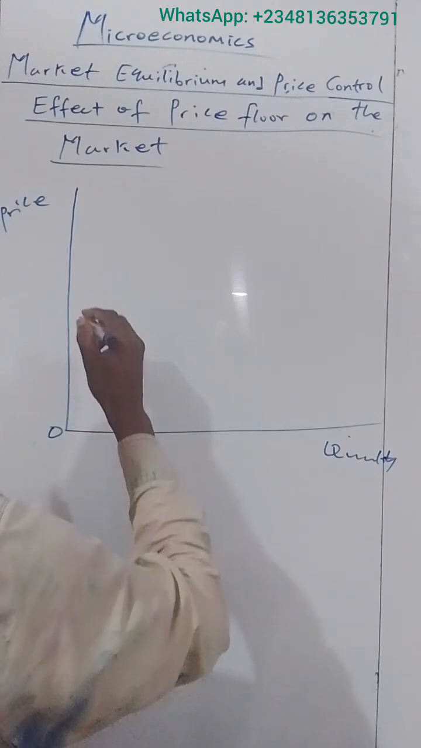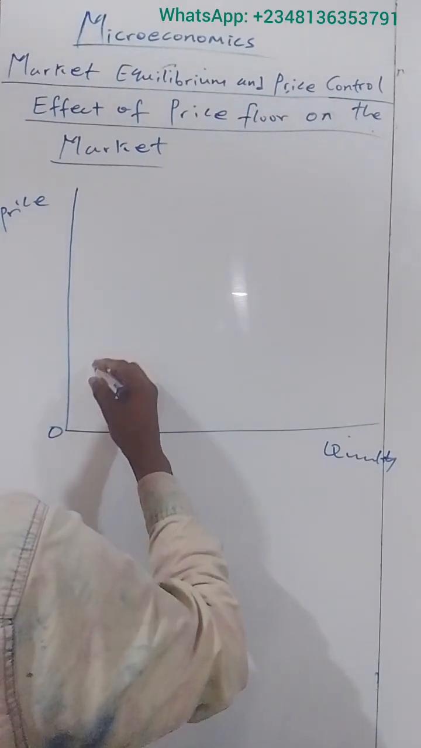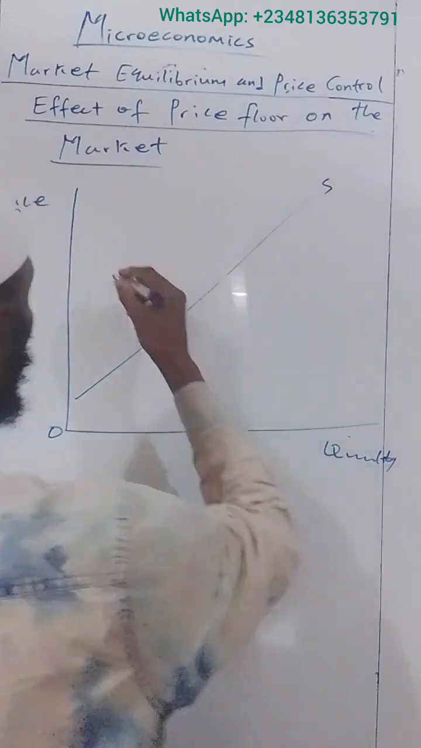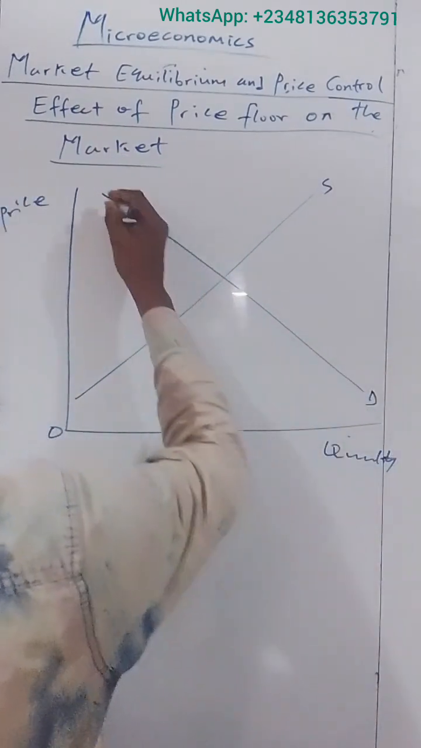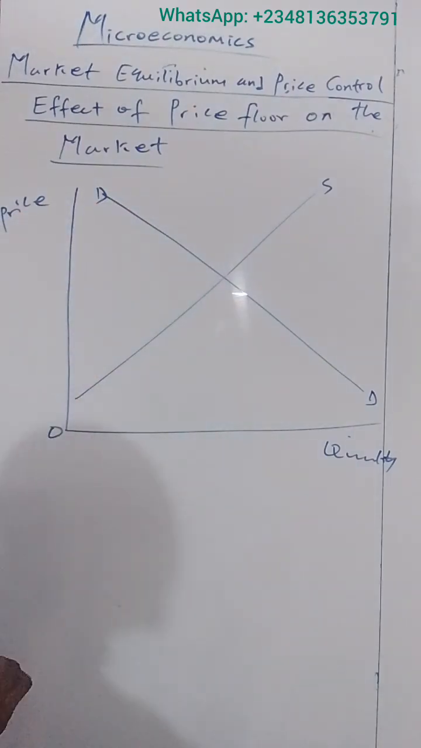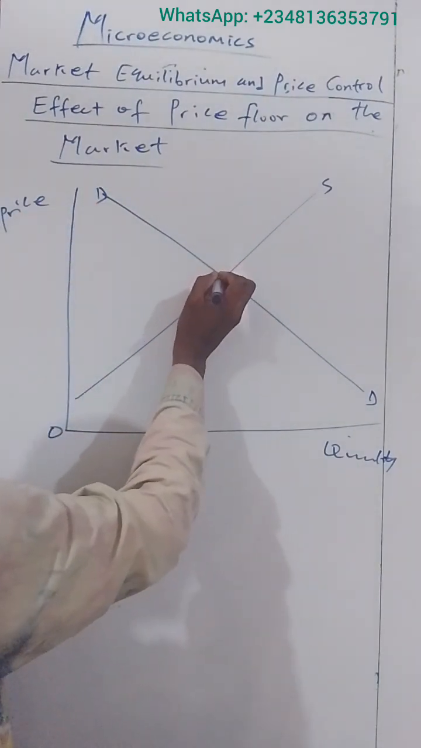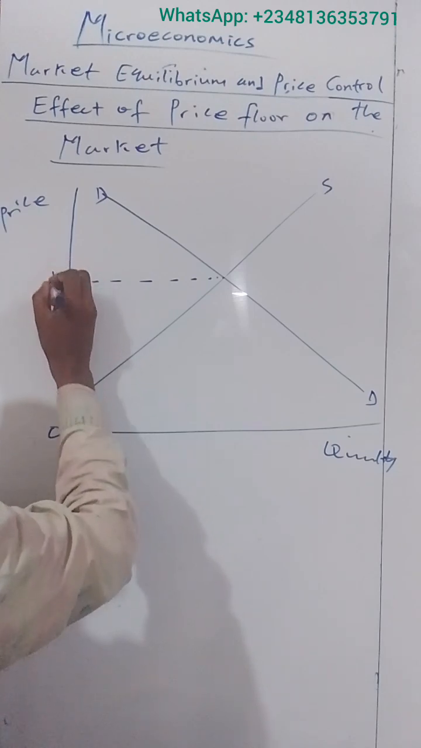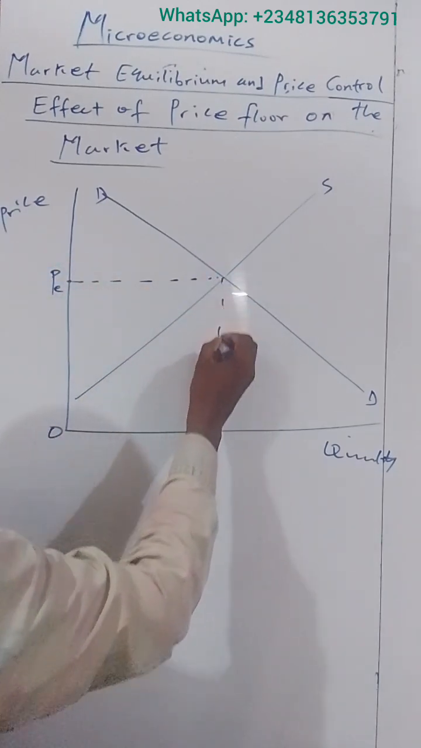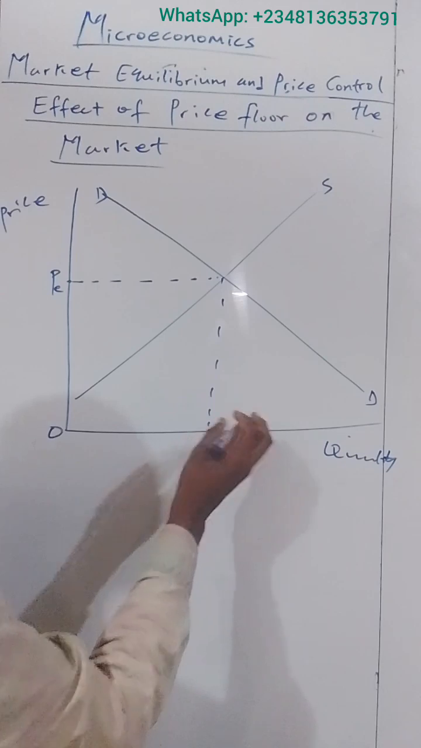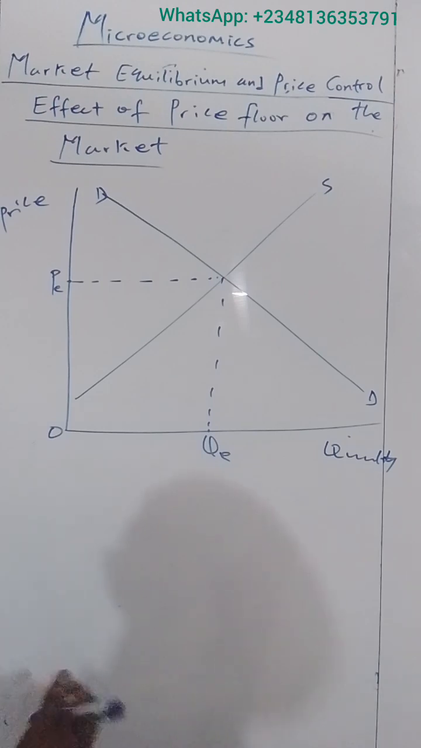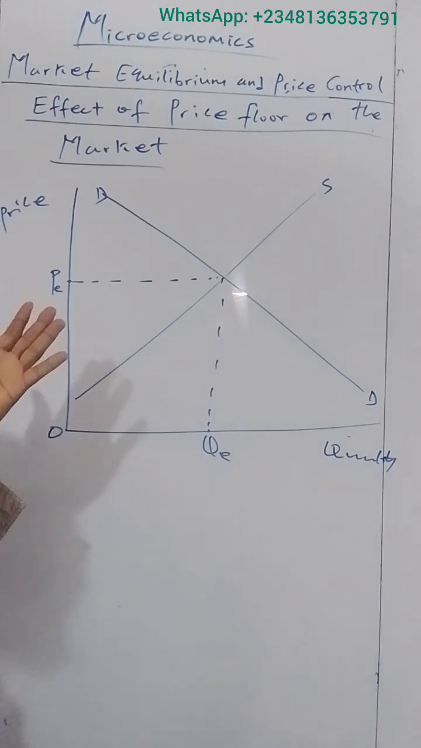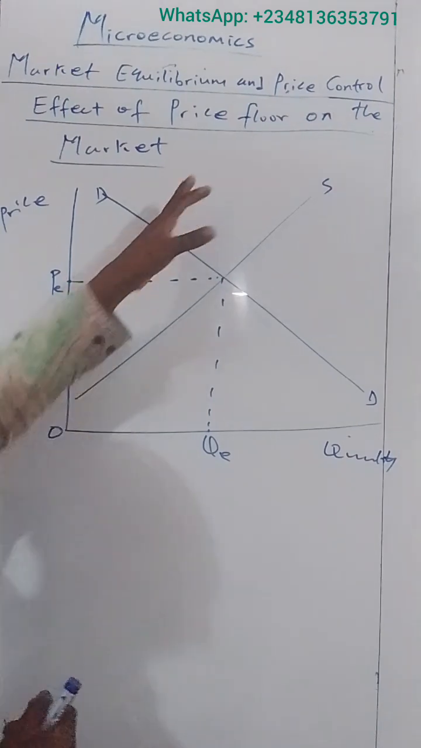Let's say we have our supply curve from here and we have our demand curve here. When the market is in equilibrium, we have the price PE and the quantity QE. That is the equilibrium quantity. Let's assume government fixes the price above the equilibrium. So when the price is fixed above the equilibrium, that is what is called a price floor.